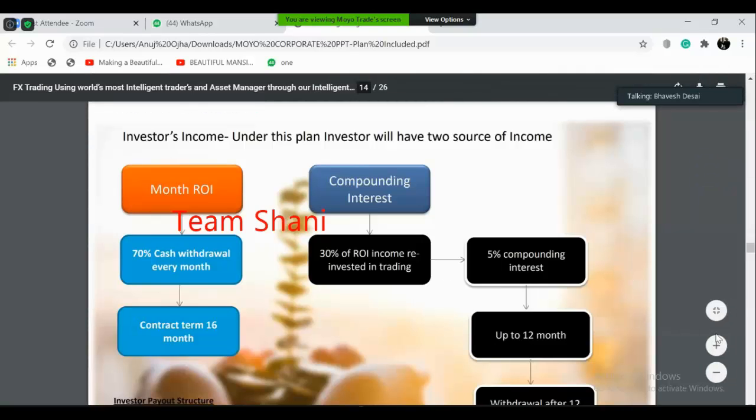Okay, so this is the investor income under the plan. So monthly ROI, whatever they generate, let's say they generated the $60, that $60 will get split into two sections. 70% they will get as cash withdrawal every month, right? So right now, we are in Africa, we are in Malaysia and Indonesia. So here we will be doing withdrawal in BTC for now, and we are in the process of getting a license for Moyo also, right? So we are hoping that by November, mid-November, we will get that.